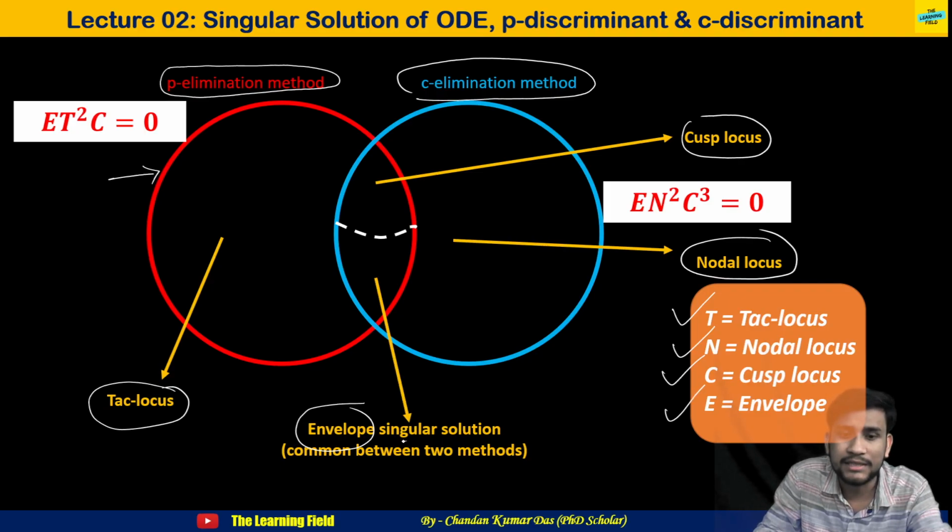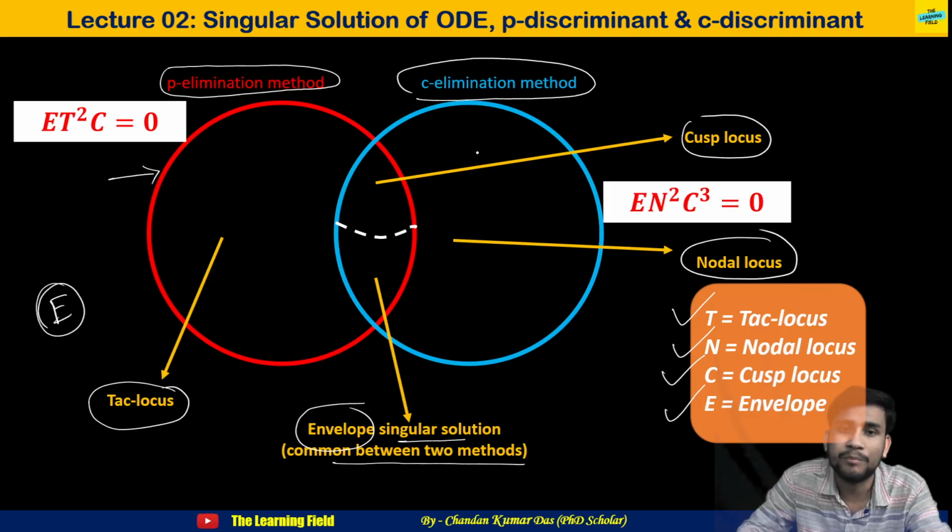And envelope means the singular solution. So if we have to find the singular solution, that means where we find the E. Right? E is the envelope here. And this is common between the two types of methods.